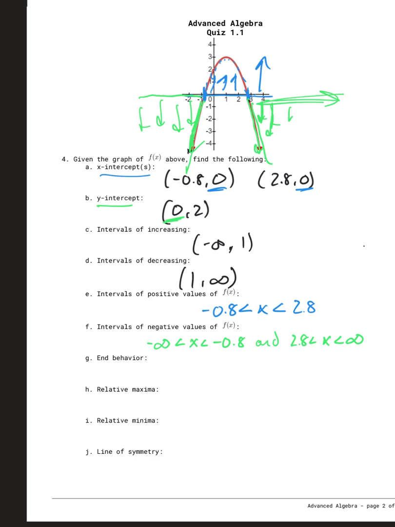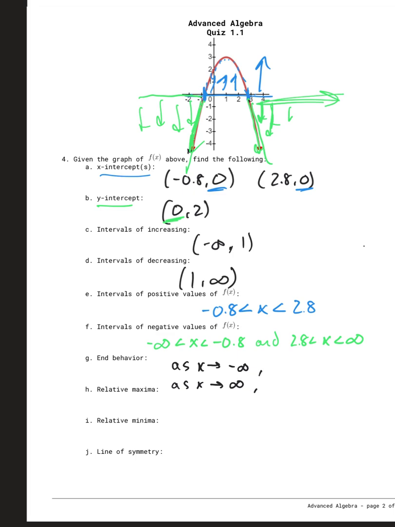All right, now end behavior. End behavior is important, guys, because there's an important way to write it, and we have to write it as this. As x goes to negative infinity, and as x goes to infinity.